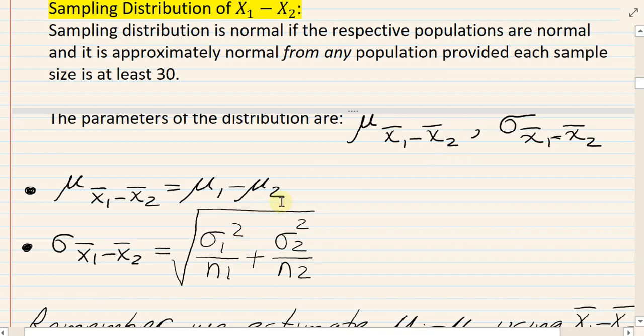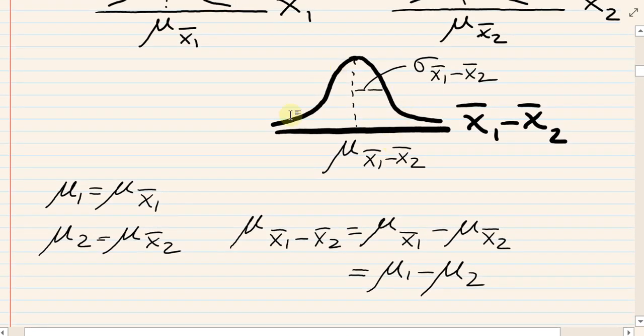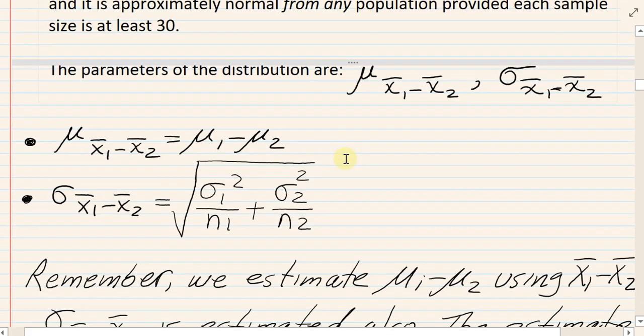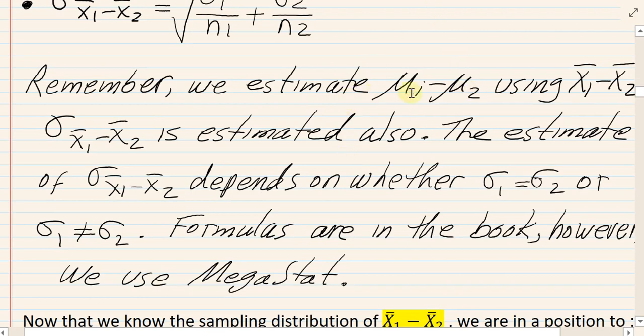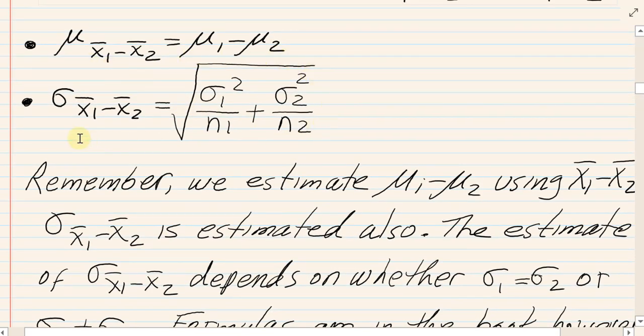Okay, we are not going to work directly with these. Remember, we use Megastat in this course, so that's going to be our source of analysis. But this is good to know. These are the parameters again of that normal distribution. Just a reminder here again, a point estimate of the difference in the population means is the difference in the sample means. Now the standard deviation is also estimated here. This is what the theory tells us is going to happen.